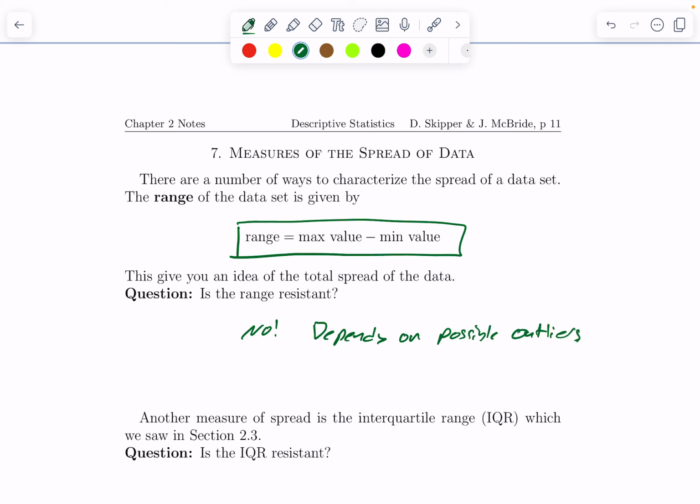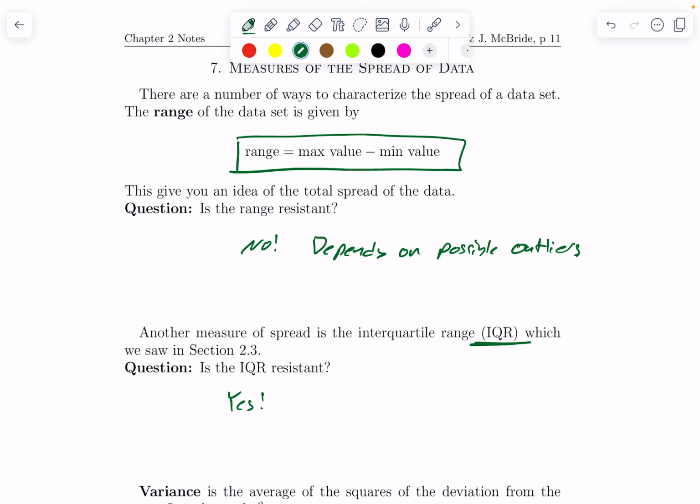Another measure of spread is the IQR. See, that's a measure of spread. Is the IQR resistant? Yes, it is resistant because the outliers will not be close to the quartiles. Outliers are far from the quartiles, which are used to find the IQR. So this is a resistant measure of spread.